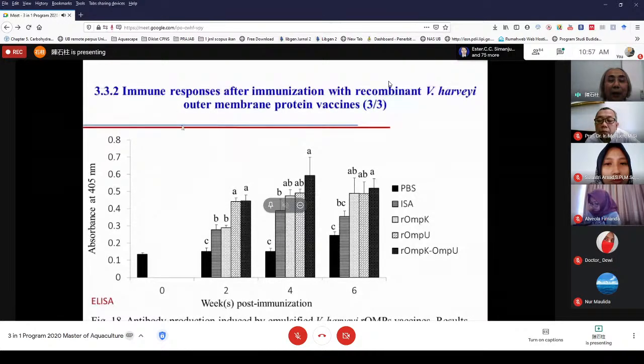How about the antibody titer? So we use ELISA to measure whether they have produced a good antibody titer or not. From this table, you can see the PBS has very low antibody titer. Okay, but in the vaccination groups, they have a very good antibody titer, especially the OMPK, OMPU, and the fusion protein group. So the fusion protein is better than the original alone, only K or U.